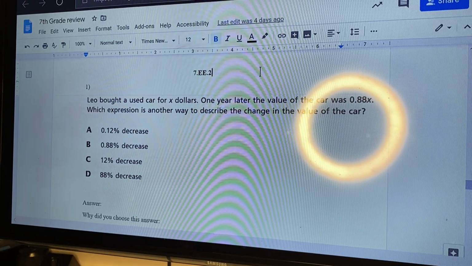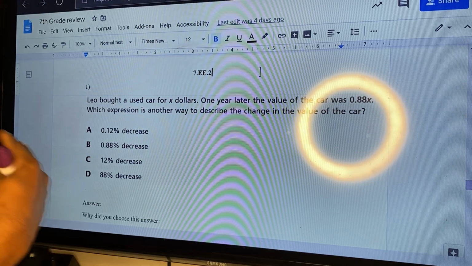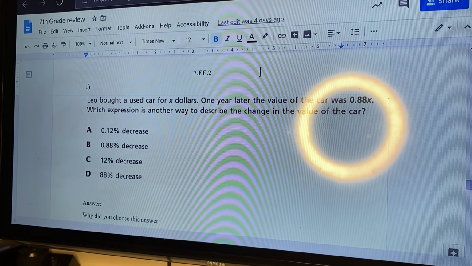So this is the last part of the review, 7.EE.2, expressions and equations. And we're going to start off with this problem.